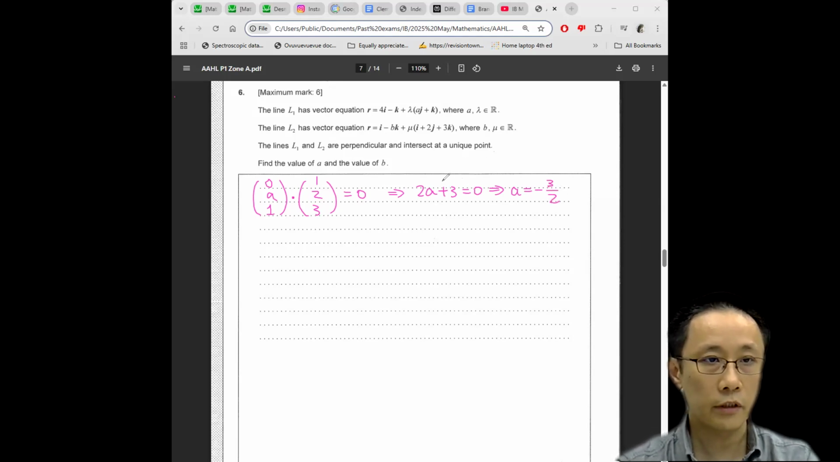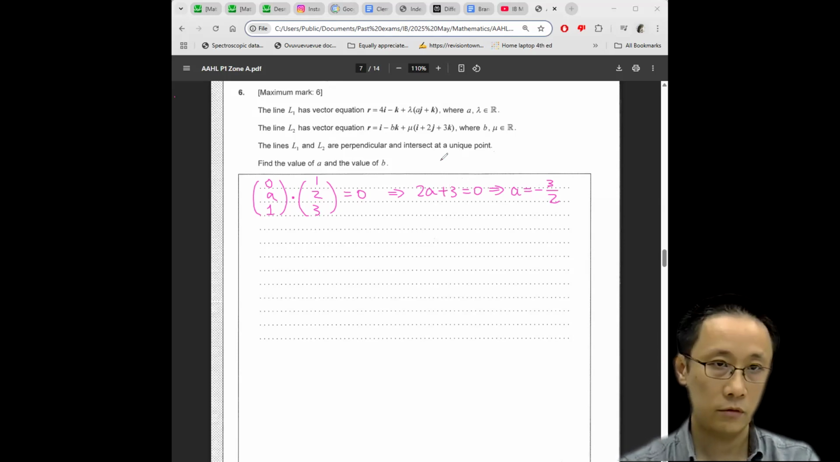Now we move on to ensuring that the lines intersect. So for two lines in 3D to intersect, we need to make sure that the same lambda and same mu can allow all three components to equal each other. So we set up the vector line equations, reading off the components carefully.